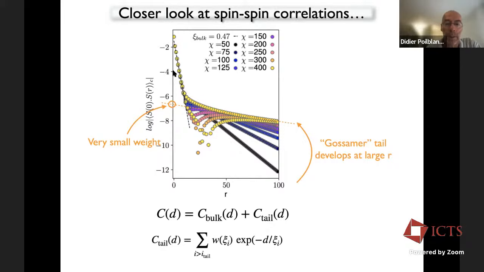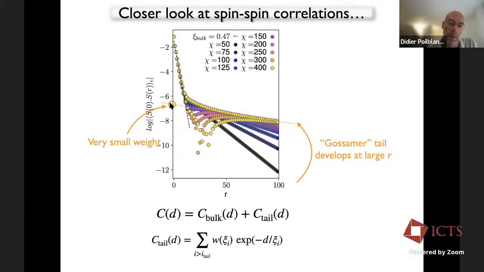What we see now is there are in fact two parts of the spin-spin correlation. There is one part, the short distance, from which we get the very short bulk correlation lengths, and there is a part here, a long distance, which is some kind of a tail. The slope here is becoming smaller and smaller when chi is becoming larger and larger. But what we can get is basically the weight contained in this tail.